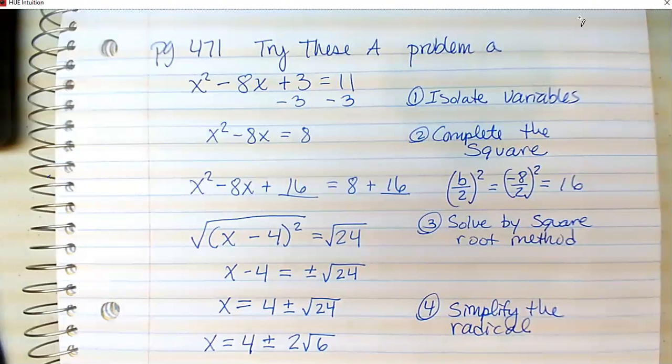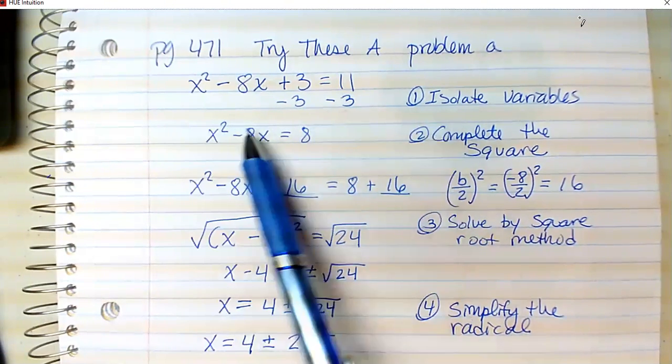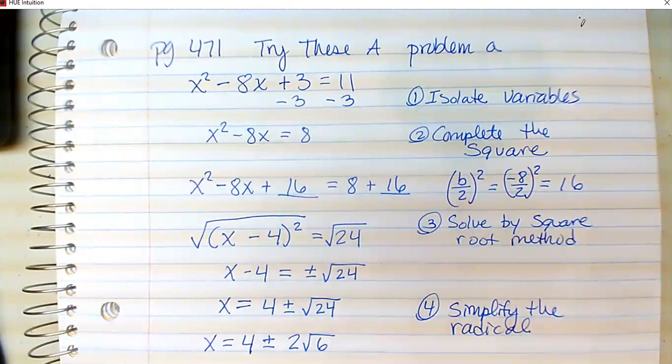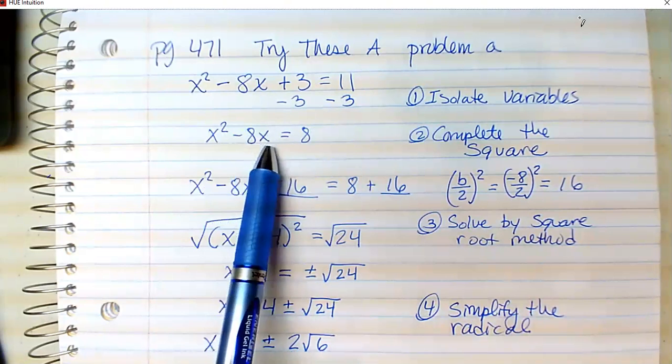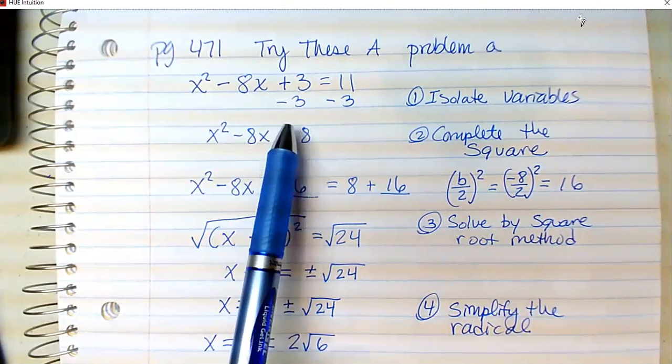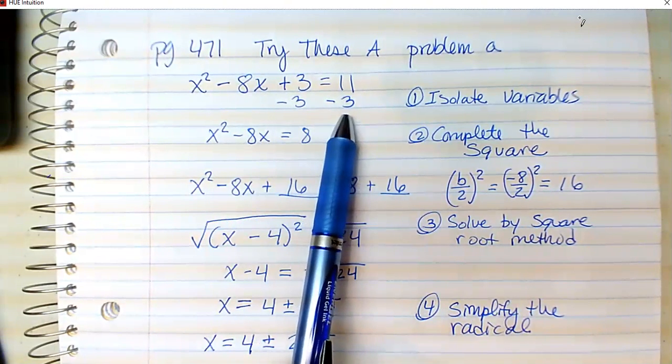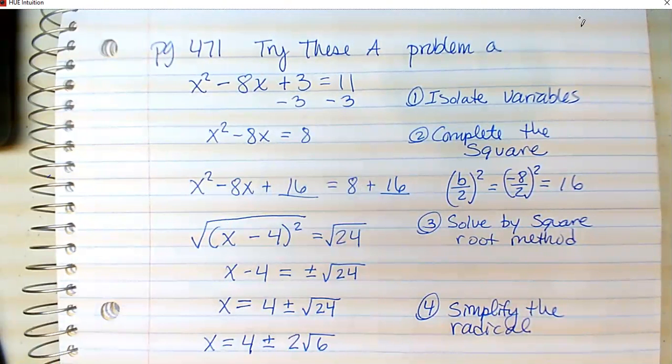So by now you should have tried out problem A. The steps I just want to go over with you quickly, just to make sure that you got it correct. The first thing that you should do is isolate the variables. So you want to get all of your variable terms over here to the left and get all your constant terms over on the right. So that's why I subtracted 3 on both sides.